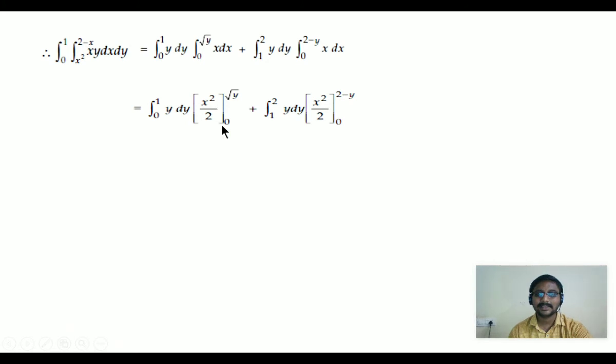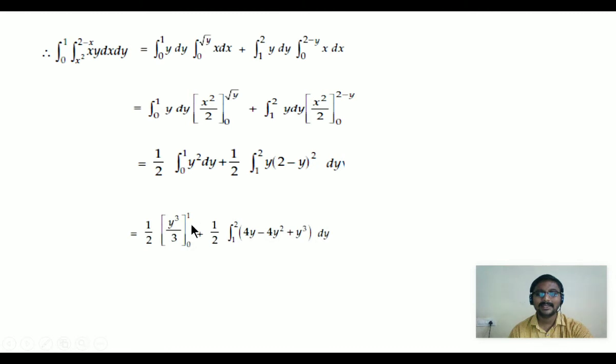The x integration gives x square by 2, with limits 0 to root y, and x square by 2 with limits 0 to 2 minus y. Substituting the upper limits and lower limits, clearly the double integration now becomes a single integration. Now the y square integration is y cube by 3, and y into (2 minus y) whole square is split out. Substituting the upper limit 1 and lower limit 0 in the first term, we have to integrate this.